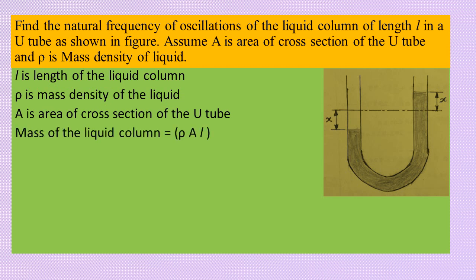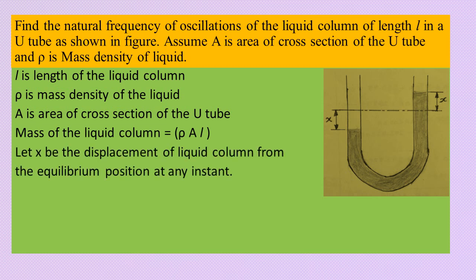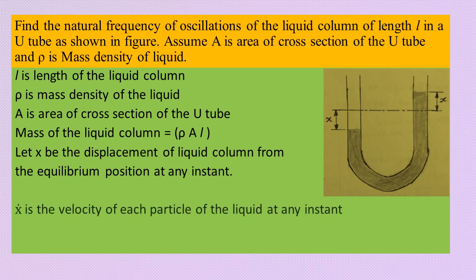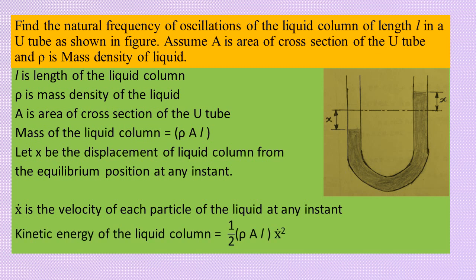Mass of the liquid column equal to rho A L. Let x be the displacement of liquid column from the equilibrium position at any instant. x dot is the velocity of each particle of the liquid at any instant. Kinetic energy of the liquid column equal to 1 by 2 rho A L x dot square.